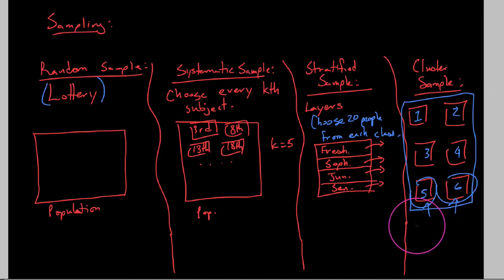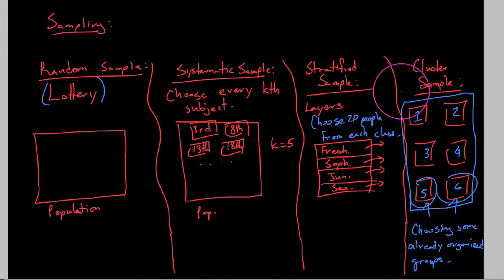So what I'm doing is choosing some already organized clusters, organized groups, out of a set of groups. Okay, so those are the 4 different sampling methods.